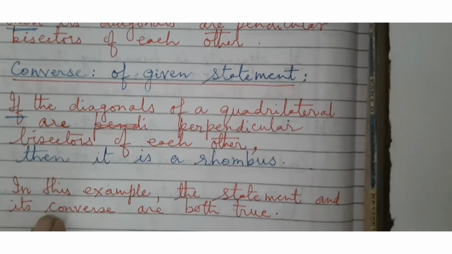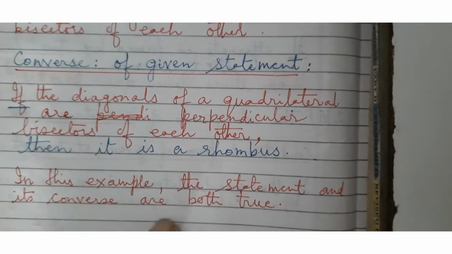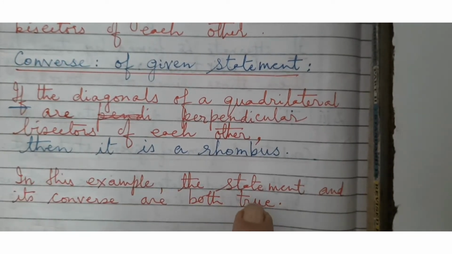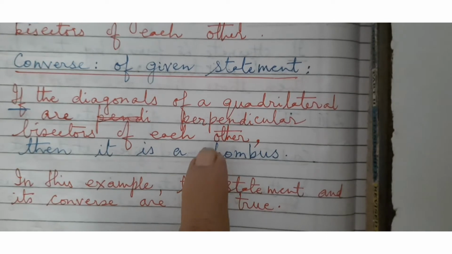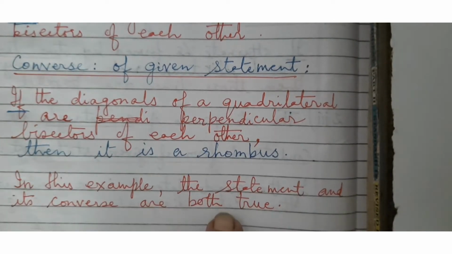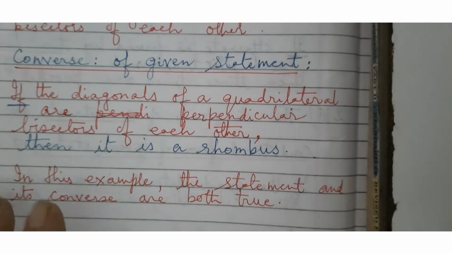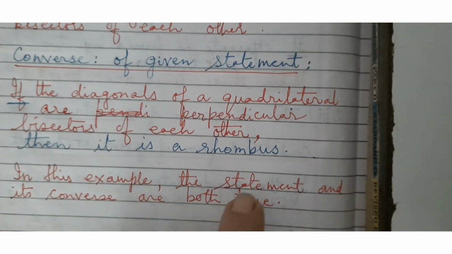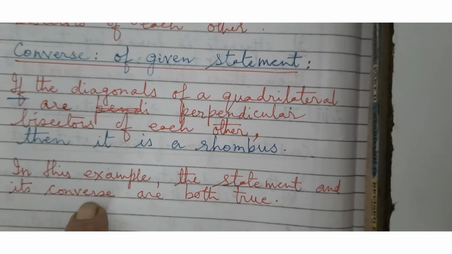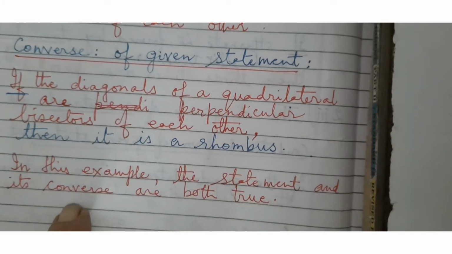Now in this example, the statement and its converse both are true, but it's not compulsory that the given statement and the converse will always both be true. Either one can be false. It can even be false, but still it can be in the if-then form. Maybe the statement is true and the converse is false, or the statement is false and the converse is true.